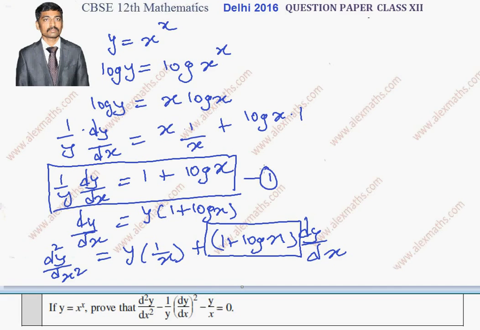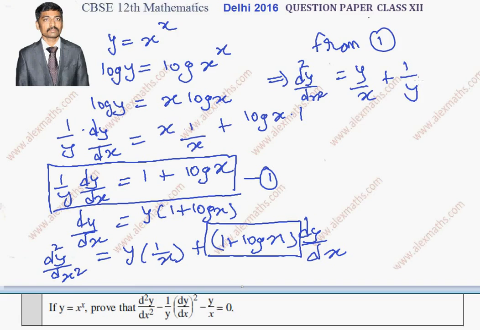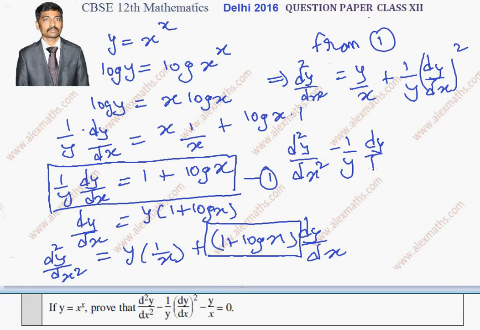I'll take this as 1. Then from 1, what happens is our expression is going to be d square y by dx square is equal to y by x plus 1 by y dy by dx, and already there is one dy by dx, so to become dy by dx whole square. So if I bring both the terms to the other side, I get the answer. So d square y by dx square minus 1 by y into dy by dx whole square minus y by x equal to 0.